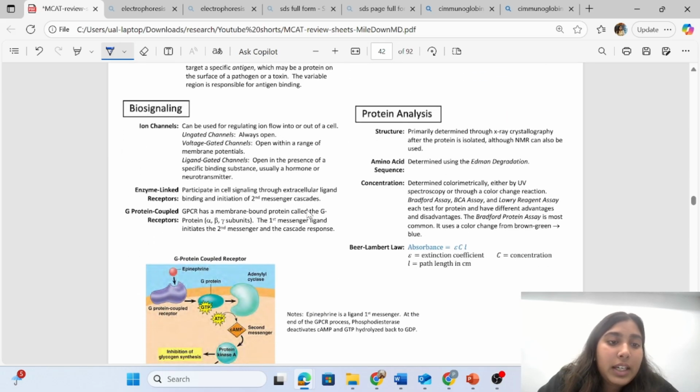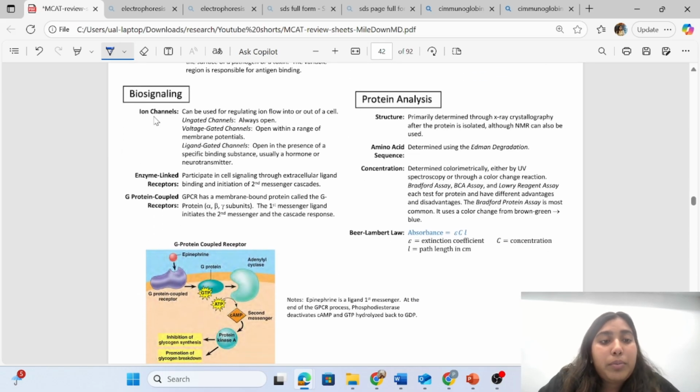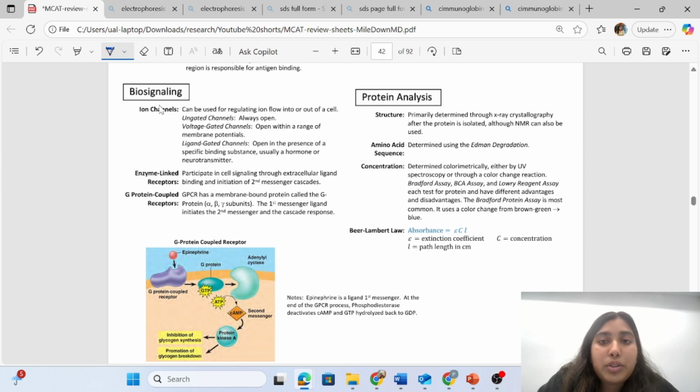Okay. Coming to biosignaling, proteins are used to signal other cells for specific things. It can be used for regulating ion flow into or out of the cell. So it could be on the membrane, like this. So this is the membrane. It could be on the membrane and allow in and out movement. Some are ungated channels, which are always open. Mostly there are potassium channels, and somewhere there are calcium channels, which are always open.